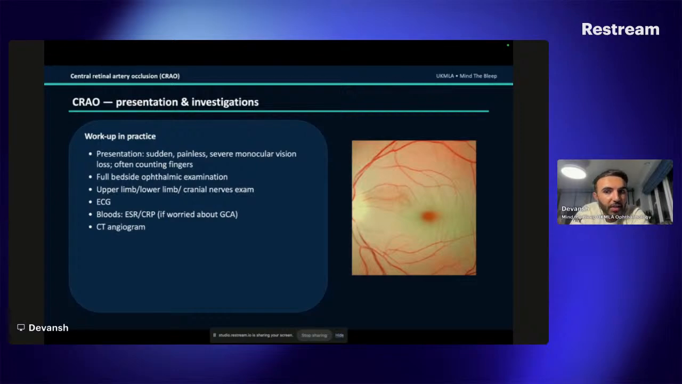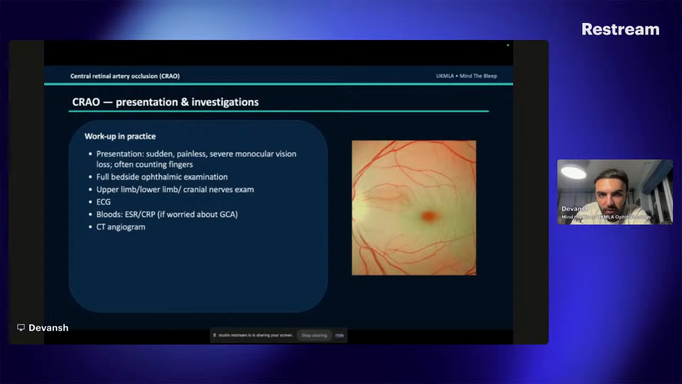In addition to that, we want to perform neurological examinations of the upper limbs, the lower limbs, and cranial nerves, because even though this patient has had a retinal artery occlusion, there's no reason why this patient wouldn't be at risk of strokes going forwards or may have already had a stroke before. So very important to assess that.